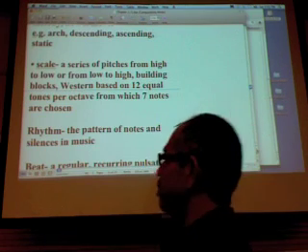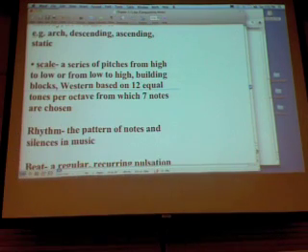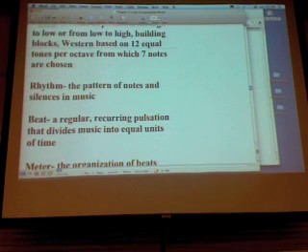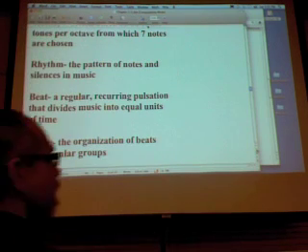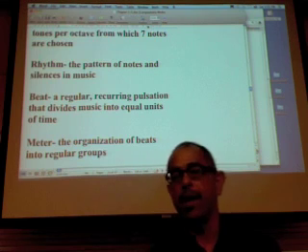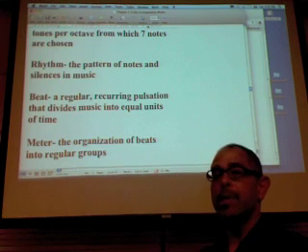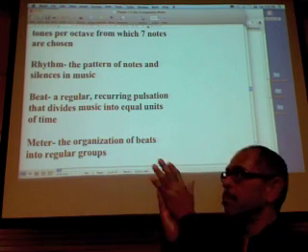Let's go on to the world of rhythm. Rhythm is the pattern of notes and silences in music. So answer me this question. I'm going to do something. You tell me if it has rhythm.